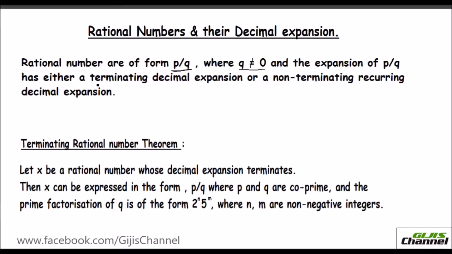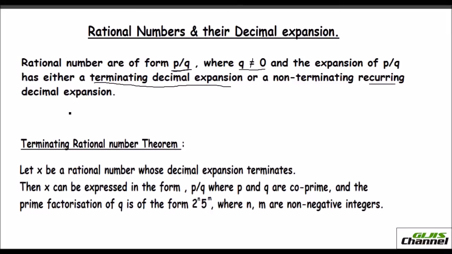One is it should be a terminating decimal number, okay? That is, after the decimal point it stops at some point. So if it terminates, at some point your remainder would be 0. Or it can be non-terminating too, but the decimal numbers would be repeating, recurring. In that case also you call it a rational number.